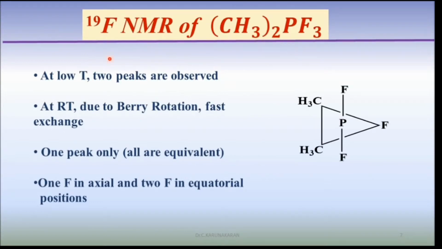In fluorine-19 NMR, the structure of dimethyl phosphorus trifluoride is elucidated. At low temperature, 2 peaks are observed. At room temperature, due to pseudorotation and fast exchange, only 1 peak is observed, as all the fluorines are equivalent. The structure has 1 fluorine in axial position and 2 in equatorial position. Using NMR, this structure is elucidated.